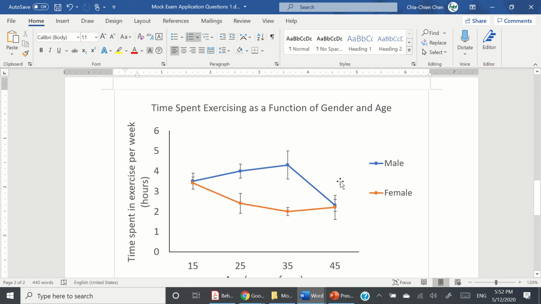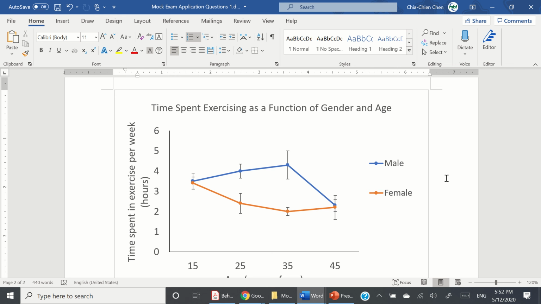This is what you can see in the trend, right? And we also found that there is a significant effect of age, and the overall trend is that the younger the participants are, the more they tend to spend significantly more time exercising.